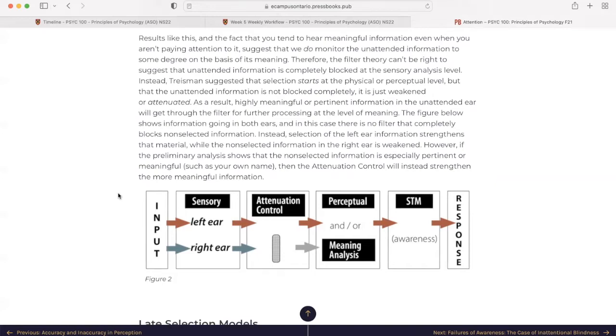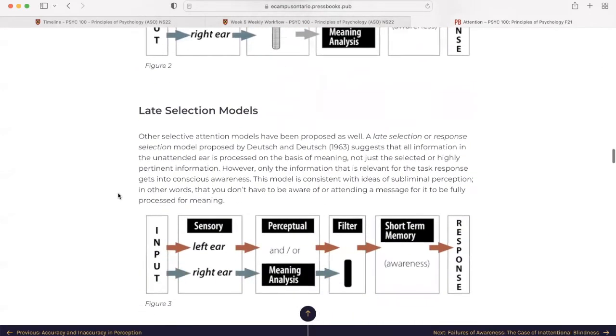We have another figure below here that shows information going in both ears, and in this case, there's no filter that completely blocks non-selected information. Instead, selection of the left ear information strengthens that material, while the non-selected information in the right ear is weakened. However, if the preliminary analysis shows that the non-selected information is especially pertinent or meaningful, such as your own name, then the attenuation control will instead strengthen the more meaningful information. That's truly fascinating, isn't it?